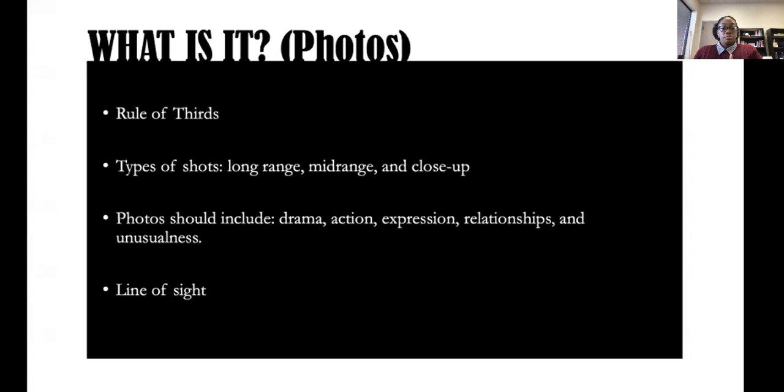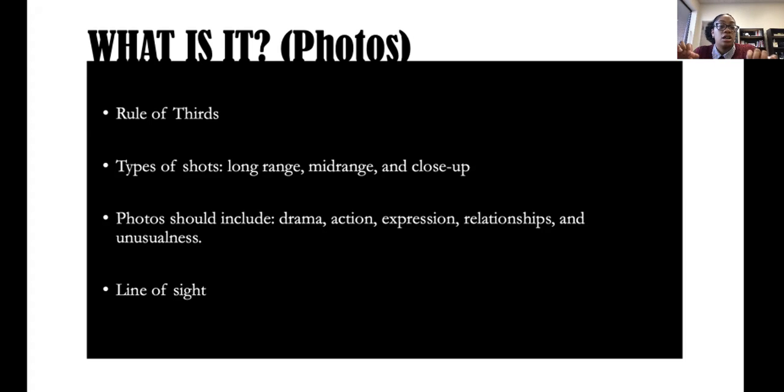Now, here are some basic things about photos and visual communications. When you take a photo and you want to feature it in a magazine or newspaper, the first thing you have to think about is the rule of thirds. Then you have to think about what type of shot you want. A long range shot is kind of like you take a picture of the Grand Canyon. Then a mid-range shot is like you're trying to focus on, say, maybe a nest in the Grand Canyon on top of a cliff. You focus a little bit more and you still have the Grand Canyon in the back, but you're focusing more on the nest.